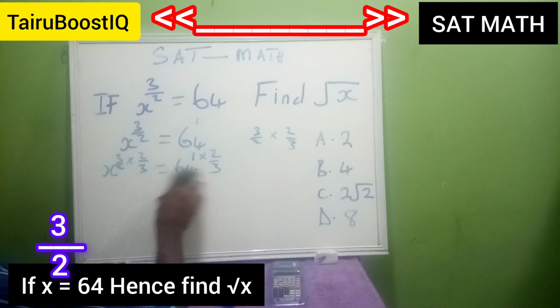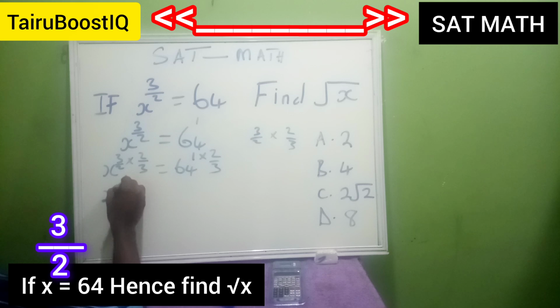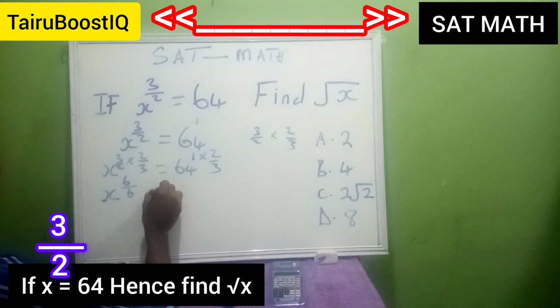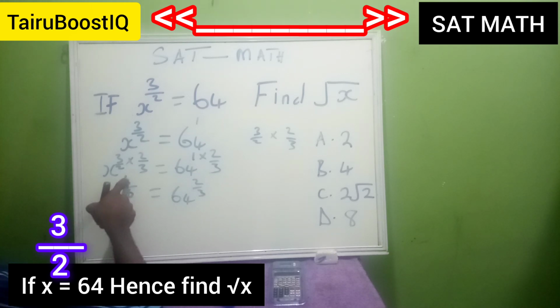We multiply both powers by the multiplicative inverse. So at this one, I'm going to have x raised to power 6 over 6, as a result of 3 times 2 gives me 6, while here I'm going to have 64 raised to power 2 over 3. So 6 divided by 6 is going to give me x raised to power 1, which is the same thing as x.